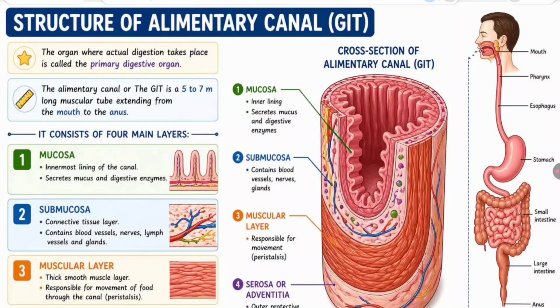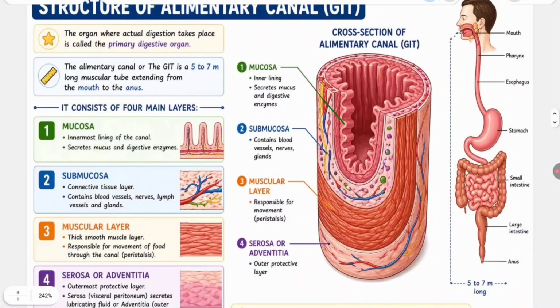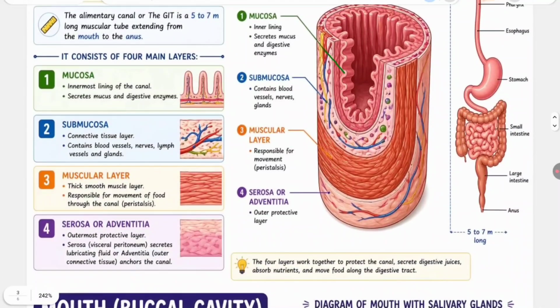Okay, the length of the alimentary canal or gastrointestinal tract is a 5 to 7 meter long muscular tube extending from the mouth to anus. Here you can see the mouth line and here the anus line. So this full line is 5 to 7 meters long. Okay, and it consists of 4 main layers. What are these? Mucosa, submucosa, muscular layer, and serosa or adventitia.